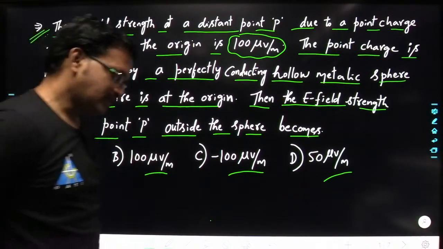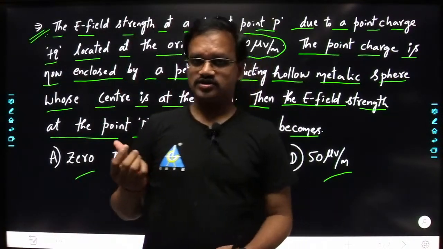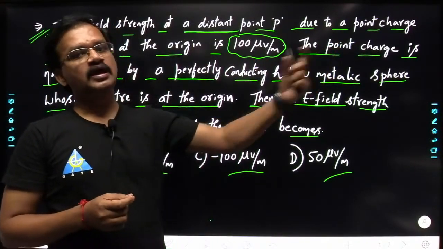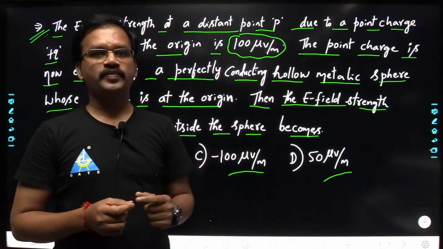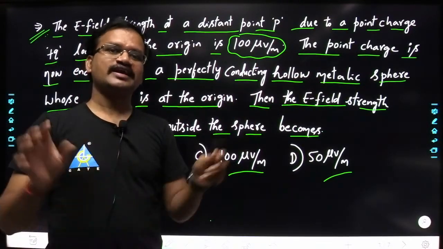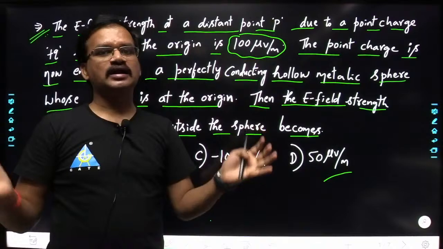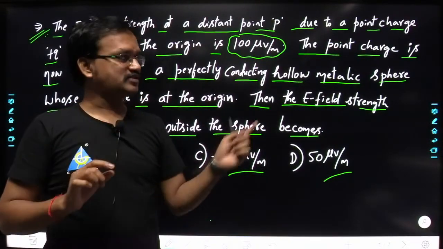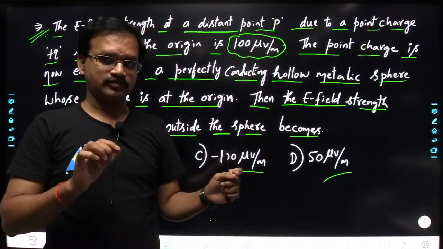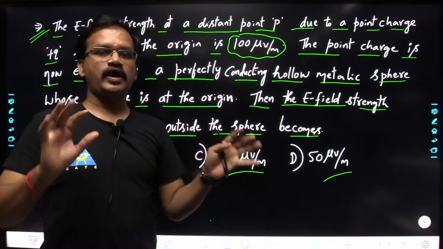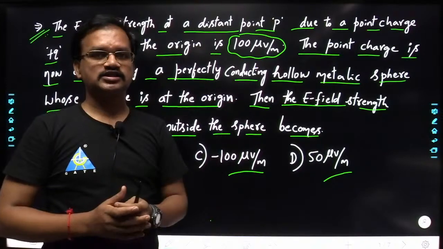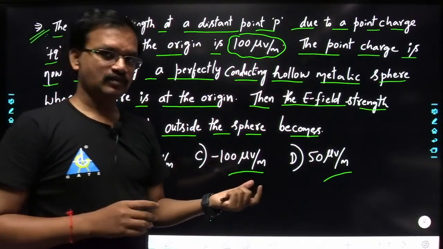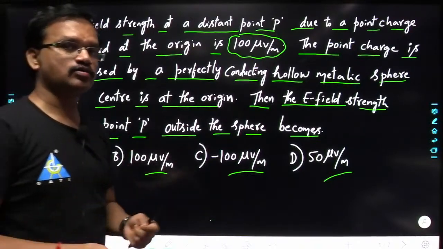Tell me. What they are saying is, you have a point charge plus q at the origin. Due to that point charge, at some point P, the electric field is 100 microvolt per meter. Now this point charge is enclosed with a hollow metallic conducting sphere whose center is at the origin, which means this plus q charge is present at the origin. So once you enclose this charge with a hollow metallic conducting sphere, what happens to the electric field at point P? Will it remain the same, or is it going to change? That is what you have to determine.